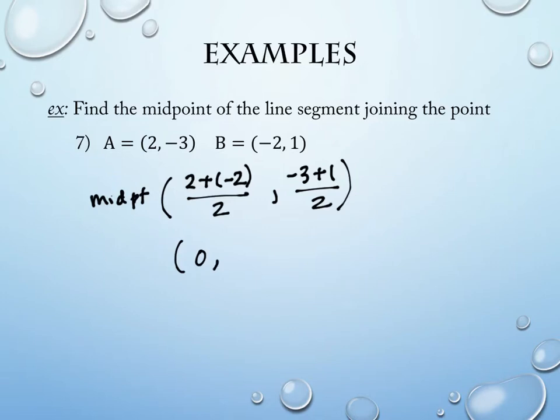What's negative 3 plus 1? Said it wrong. It's negative 2, and negative 2 divided by 2 is negative 1.